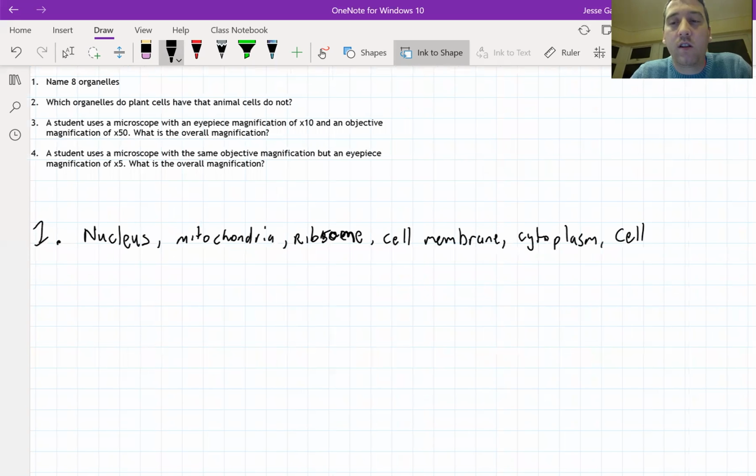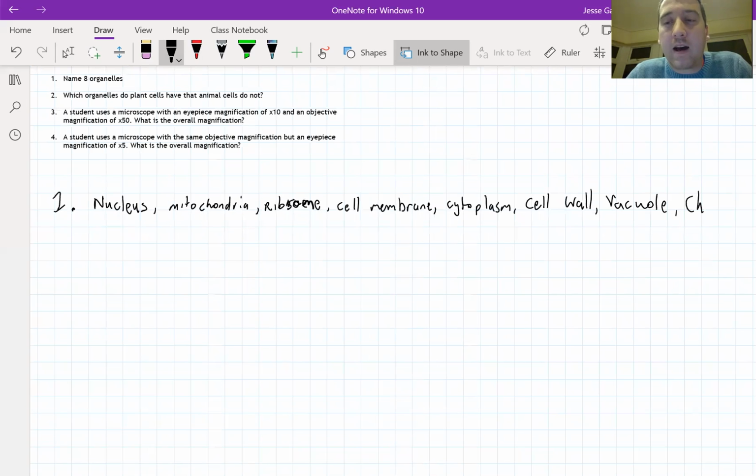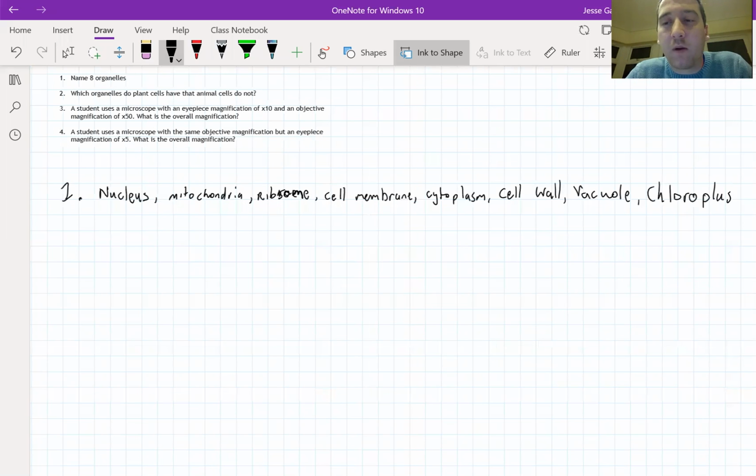So nucleus, mitochondria, ribosome, cell membrane, cytoplasm, cell wall, that's 6, vacuole, and chloroplast, that is 8. Chloroplast. Just check them here. I've got 1, 2, 3, 4, 5, 6, 7, 8. Yeah, we've got 8 altogether, and that's what you should have. So put them in, take them off, fix them. If you haven't got any of them added, you need to put them in there now. Put them into your answer now.